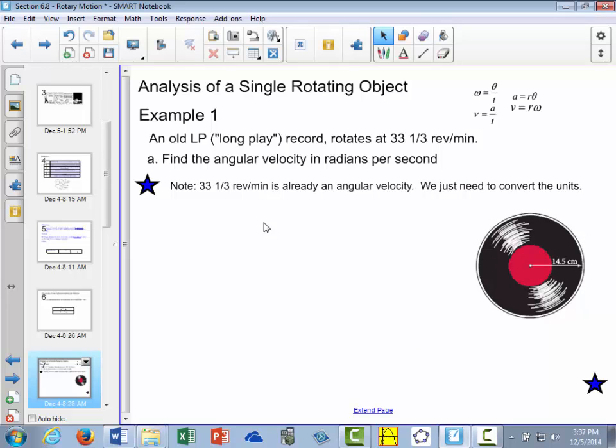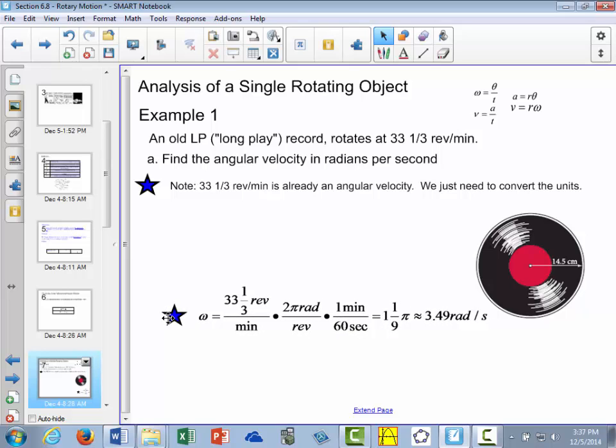So we just need to convert the units. This is just like one of those chemistry problems you guys have, or physics problems. So we're going to take our angular velocity, which is 33 1/3 revolutions per minute, and we're going to multiply it by a couple of conversion factors.